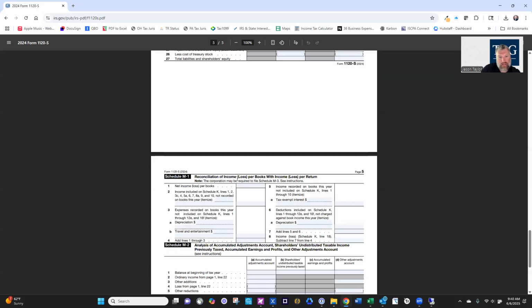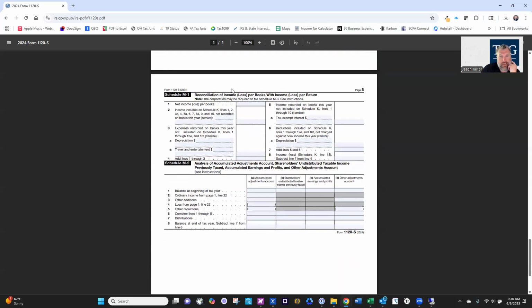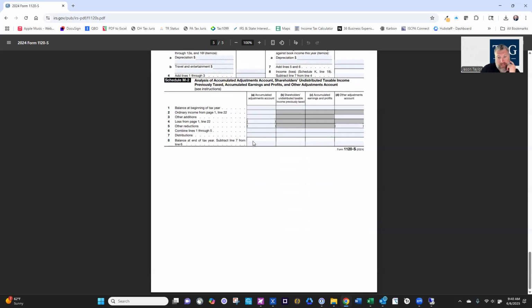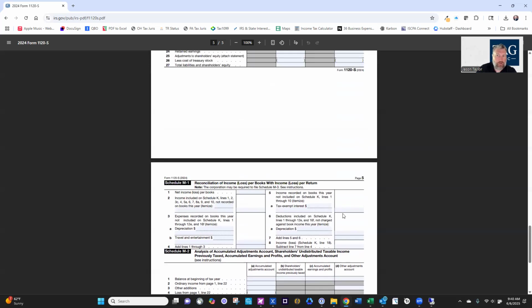Then this page down here is a reconciliation of equity, basically. And that's the whole form. So when you get your tax return, it might be something like 20 to 50 pages. A lot of those things are worksheets where we're showing the calculations and how things are calculated.